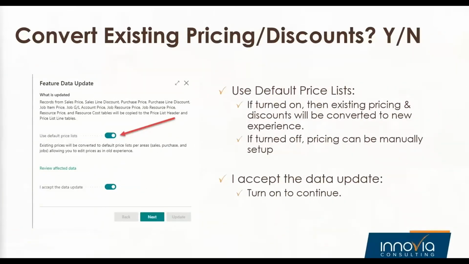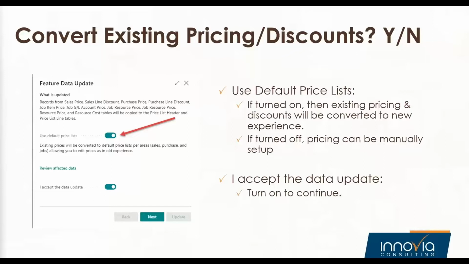When you click Enable for all users and click Next, it asks you if you want to set up default price lists. What that does is, if you turn that on, it's going to take your current sales prices and your sales line discounts that you have set up, and it will convert them to the price list page. I go back and forth on whether I like this feature or not. It really depends on how you want to set up your price lists.